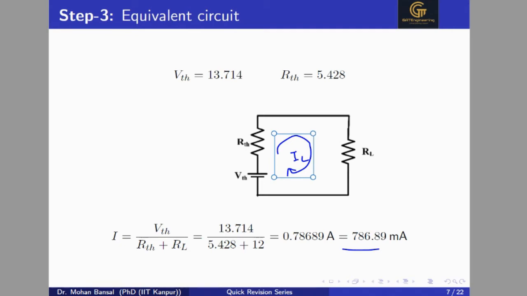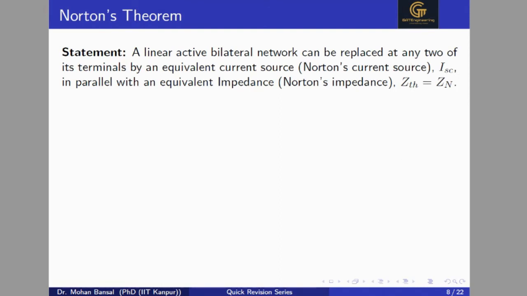Before moving to the dependent source, we will quickly see what Norton's theorem is. Norton's theorem is somewhat similar to Thevenin's theorem. The only difference is that in Norton's theorem, we compute the current ISC instead of the voltage VTH. We compute the current ISC or IN, which is called the Norton current or short circuit current. And the overall circuit is replaced by a single Norton current source with the equivalent impedance or equivalent resistance in parallel.